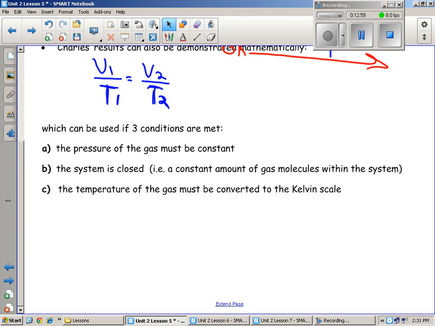You can use this formula. This is Charles' law, V1 over T1 equals V2 over T2. By the way, if these three conditions are met, which of course, we're talking about volume and temperature, so the pressure has to be the same. Closed system, you can't let any of the gas escape. Temperature has to be in Kelvin.